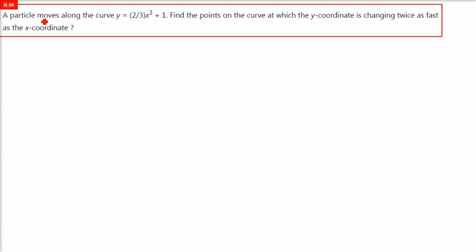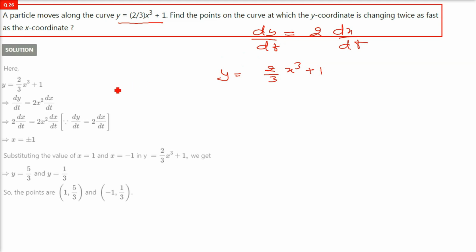A particle moves along the curve y equals 2 by 3 x cube plus 1. Find the points on the curve at which the y coordinate is changing twice as fast as the x coordinate. So dy by dt is actually equal to twice of dx by dt. This is what the question is asking. Now we have y is equal to 2 by 3 x cube plus 1, and the particle is moving along this curve.